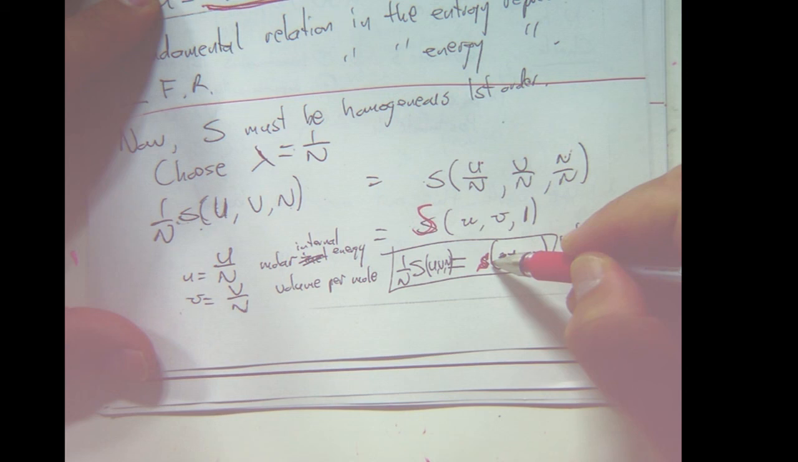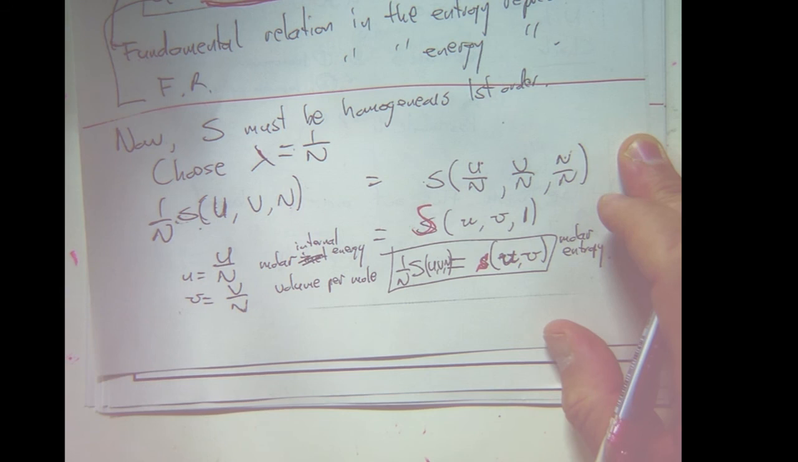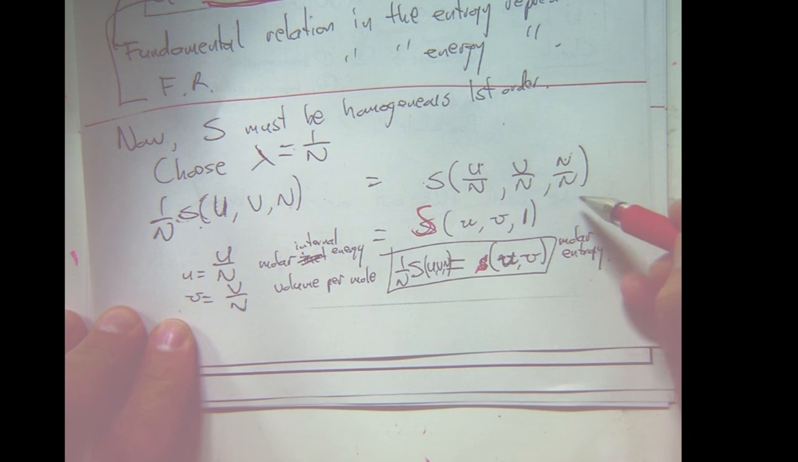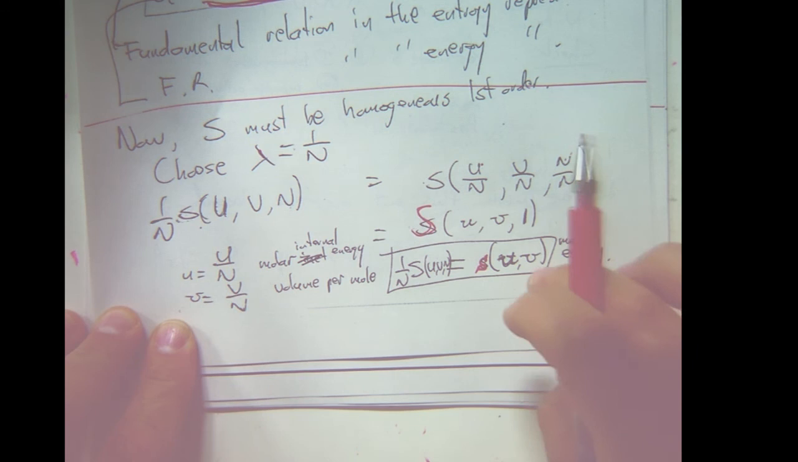So now what we've done is we've taken a 1 mole sample of the substance and we've eliminated one of the thermodynamic variables. This 1 mole sample tells us everything we need about the thermodynamics of the substance. Okay?